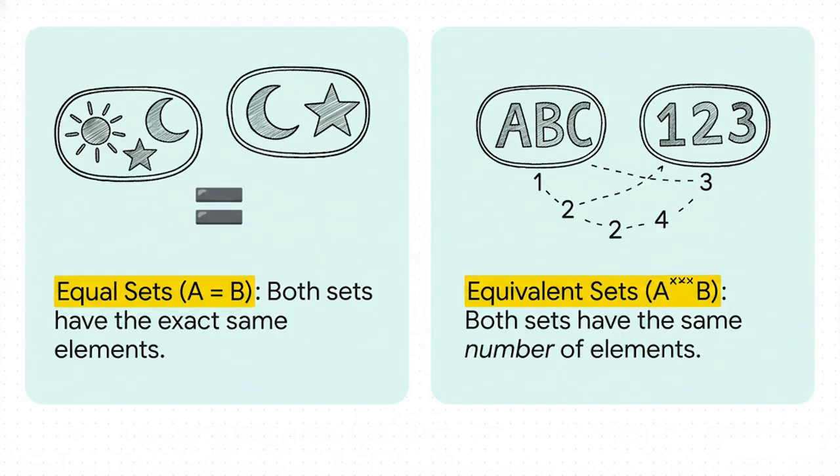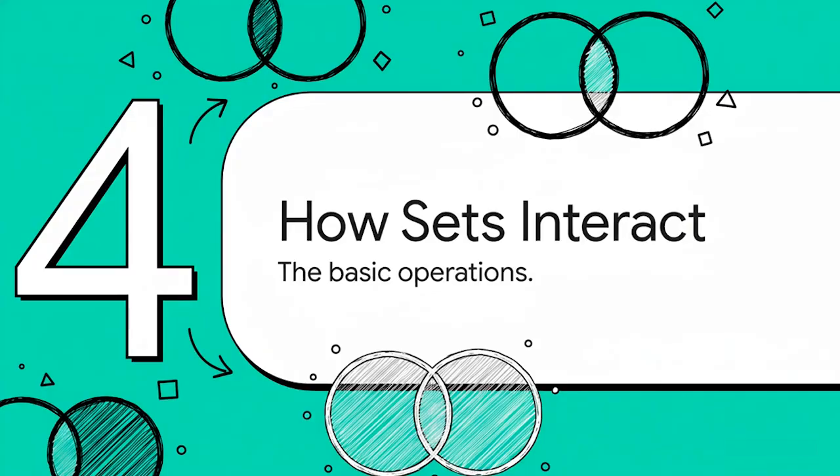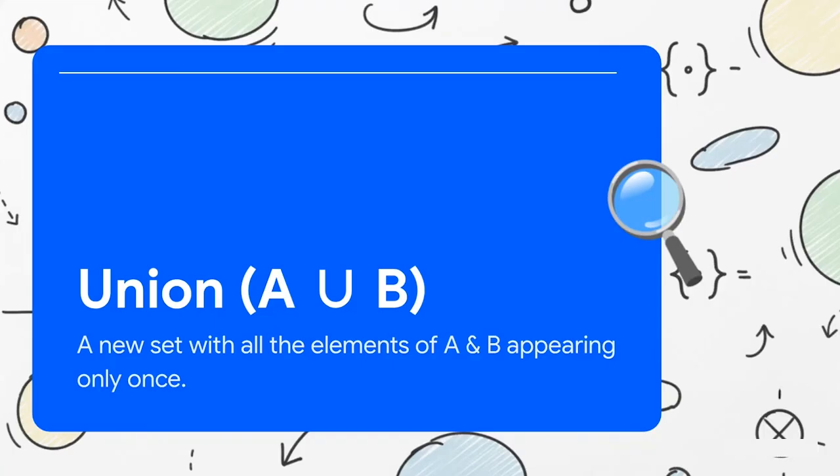See the difference? All right, so now we know the different kinds of sets, but what can we actually do with them? Well, this is where we get into the really cool stuff, the basic operations that let us combine and compare them. First up is the union. You can think of this like a merger. You take two sets, A and B, and you smush them together to create one big new set that has every unique element from both.